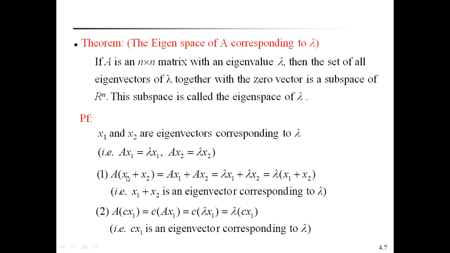So x1 and x2 are two vectors, and they are closed under vector addition. By taking the scalar multiplication c into x1, this vector also satisfies that it is closed under scalar multiplication. Therefore, the set of all eigenvectors corresponding to lambda forms a subspace of R to the power of n. This subspace is called the eigenspace of lambda.